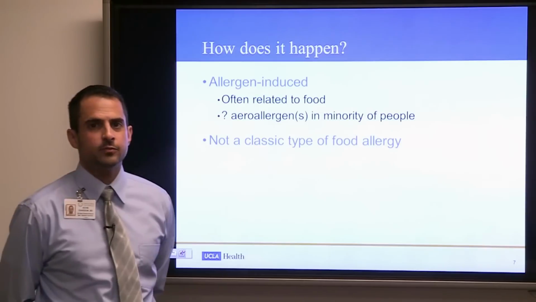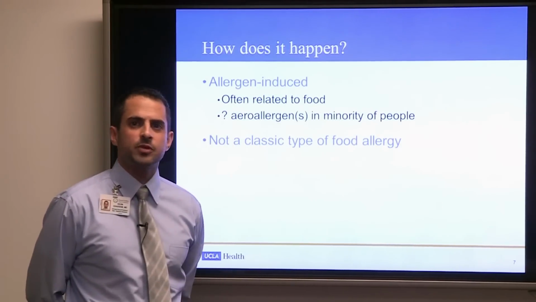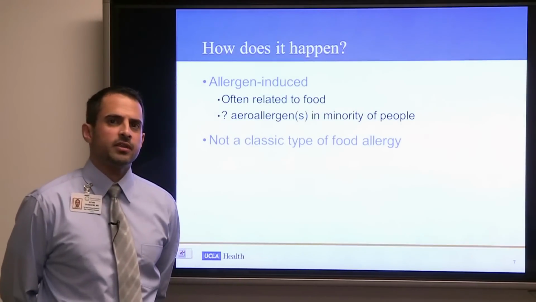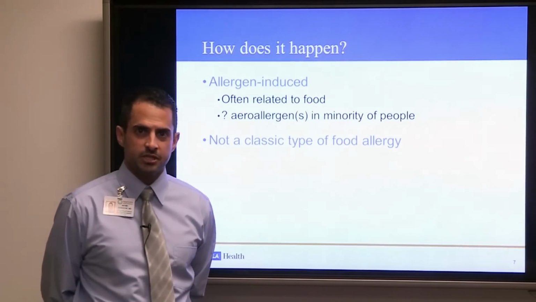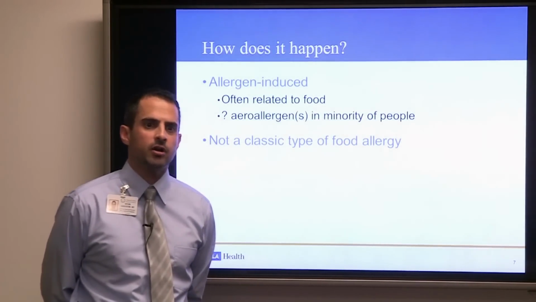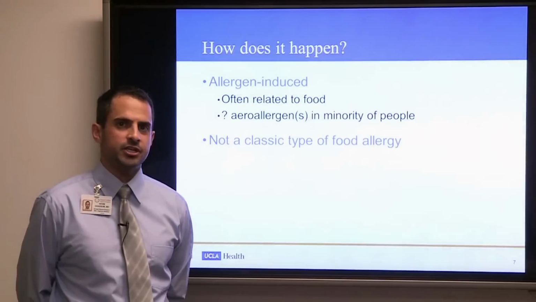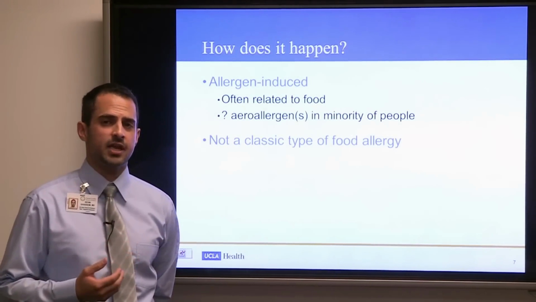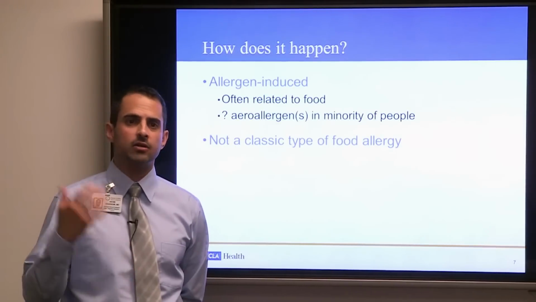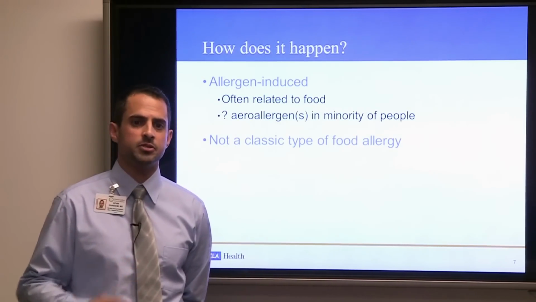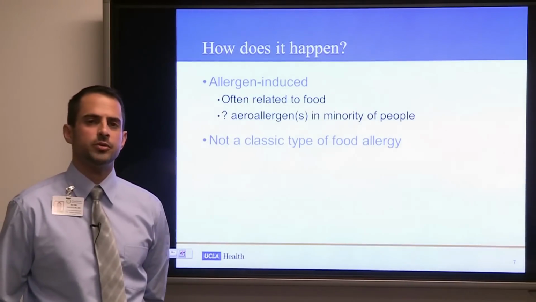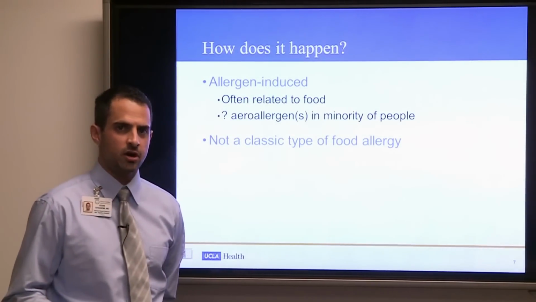So how does this happen? Well, as with most conditions in medicine, there's probably multiple factors. We think that there may be some genetic predisposition, but regardless, there's some type of allergen, and an allergen is something in the environment, mainly food in this case, but sometimes allergens in the air can cause this problem as well, potentially. And what happens is it leads to inflammation and subsequent scarring.